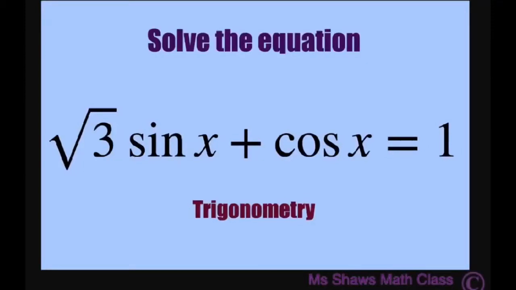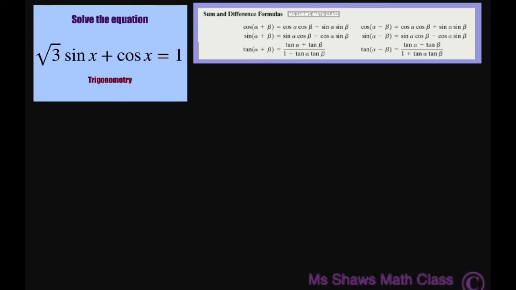Hey everyone, we're going to solve the equation square root of 3 times sine of x plus cosine of x equals 1. Alright, for this one, let's just look at this piece right here. These are linear. Cosine and sine are linear in terms.